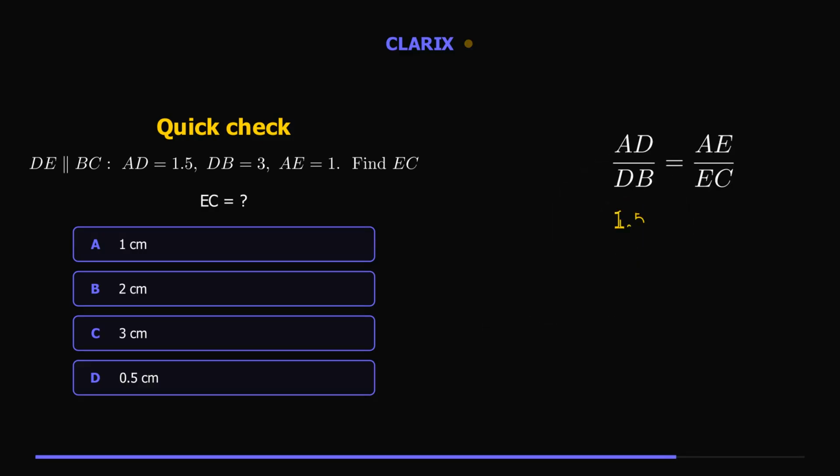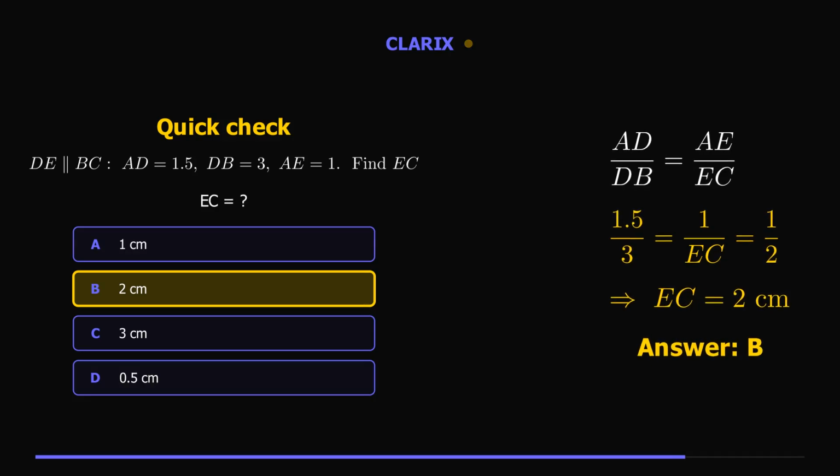Use the theorem AD over DB equals AE over EC. Plug in 1.5 over 3 equals 1 over EC. The left side is 1/2, so EC equals 2 centimeters. That's option B. If you got it, the Thales ratio is genuinely yours.